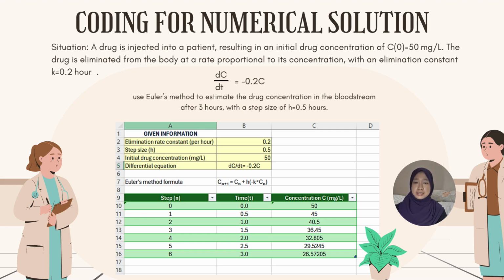The Euler formula used is C(n+1) equal to C(n) plus H times negative K C(n). Using this formula, the concentration is calculated step by step starting from the initial value. The table shown represents the coding and calculation in Excel, where the concentration decreases at each time step as the drug is eliminated from the body. At t equal to 3 hours, Euler's method estimates the drug concentration to be approximately 36.57 mg per liter. This numerical result provides a practical approximation of the drug's behavior over time.